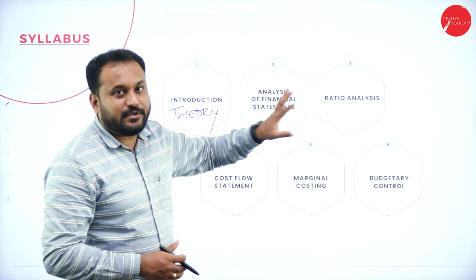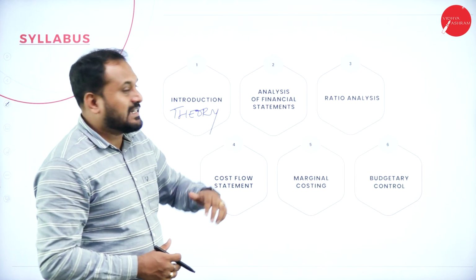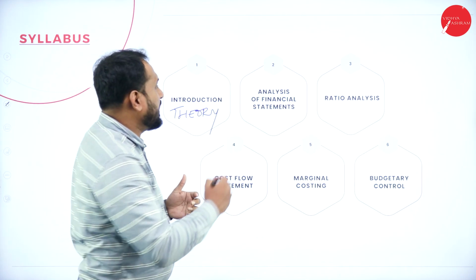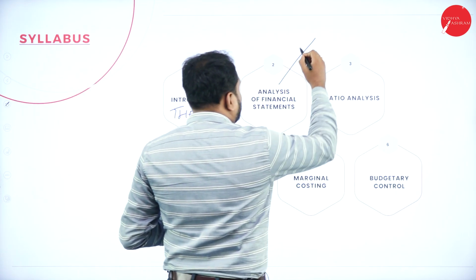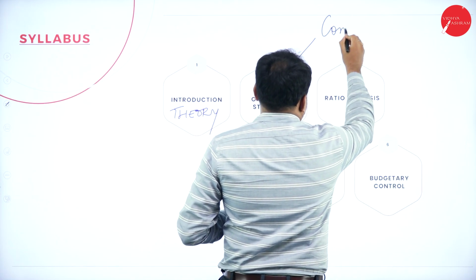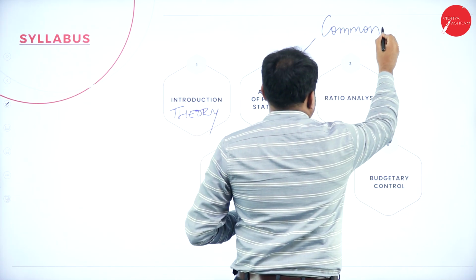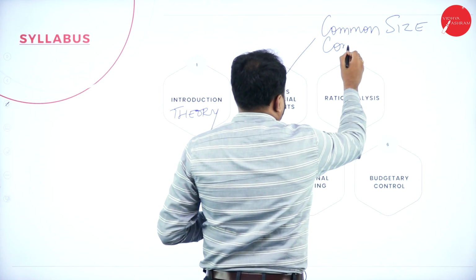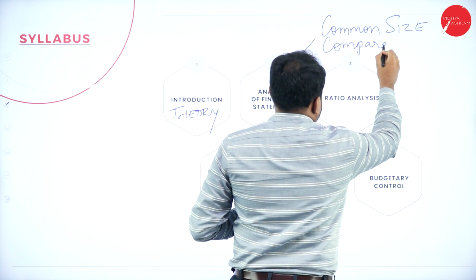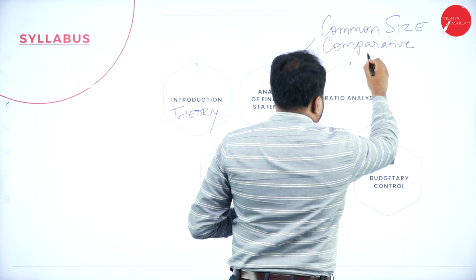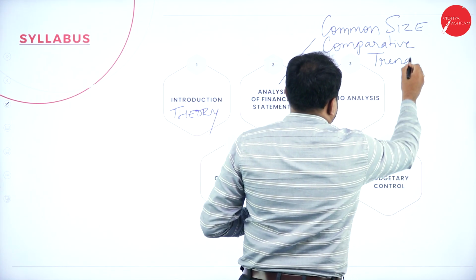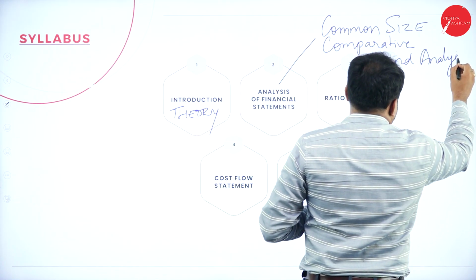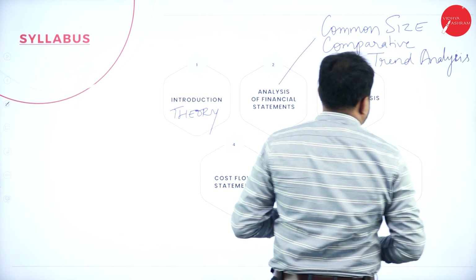The second chapter is called Analysis of Financial Statements. Here you have 3 topics, namely the first one is common size, then comparative, and the last one is trend analysis.